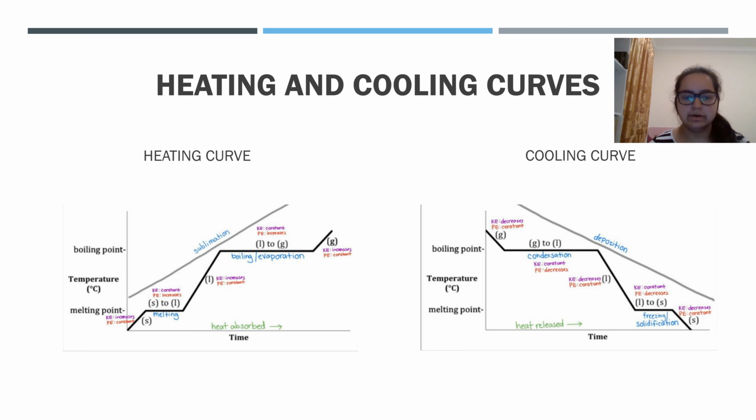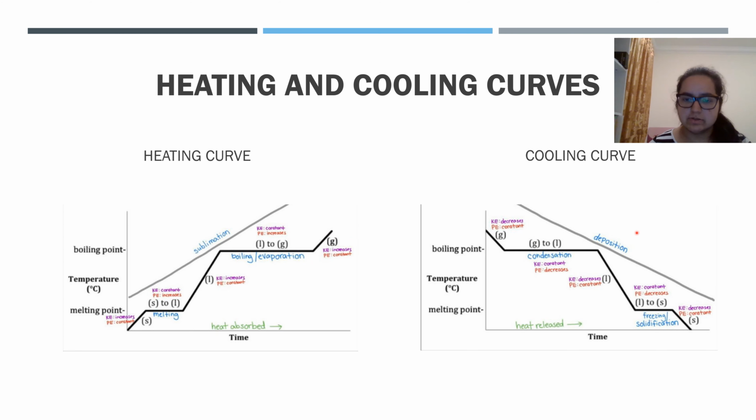This is the heating and the cooling curve. So in this part, it is a solid, and here the solid turns into a liquid. This is where the potential energy increases, but the kinetic energy stays constant. And then this part is the liquid, in which the kinetic energy increases, but the potential energy stays constant. And here again, the kinetic energy stays constant and boiling or evaporation occurs. And here it is a gas.